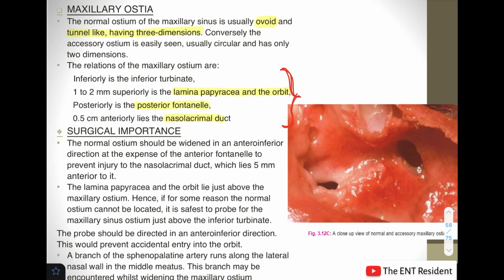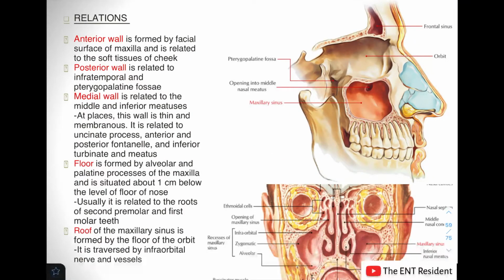The maxillary ostia, so we have to differentiate between the normal ostia and the accessory ostia. So very important feature which helps us in differentiating is the fact that the maxillary ostia is ovoid and 3-dimensional, and the accessory ostia is circular and 2-dimensional. Next we move on to the relations of the maxillary sinus.